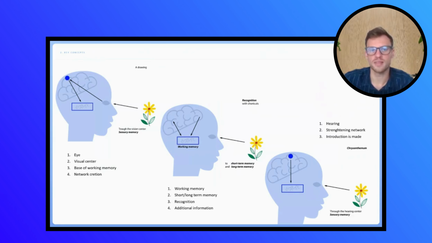chrysanthemum. It's a difficult word. This information enters through the hearing and will strengthen the network that has just been built. Now you know what a chrysanthemum looks like. However, this will be your first introduction to this particular flower.